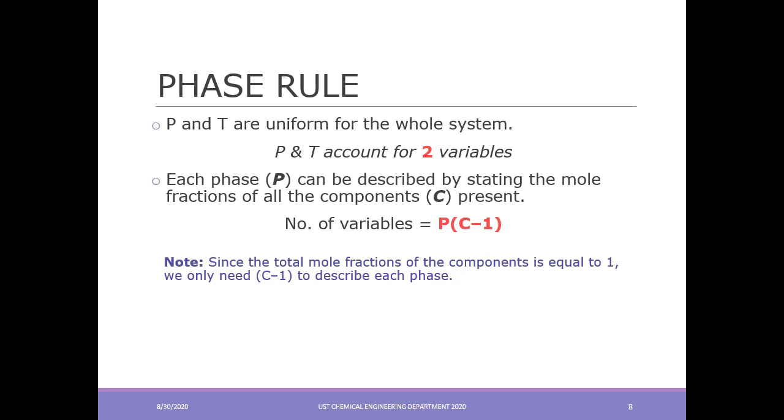However, take note that the sum of mole fractions is always equal to 1. Therefore, you only need C minus 1 mole fractions to describe each phase, since 1 mole fraction can always be determined by difference. So the total number of mole fractions is just equal to C minus 1 multiplied by the number of phases P.